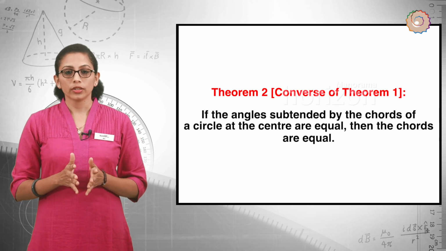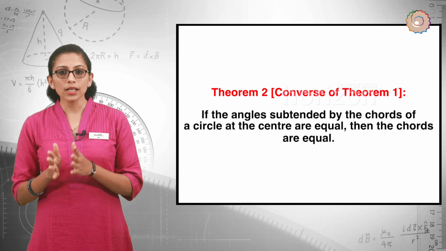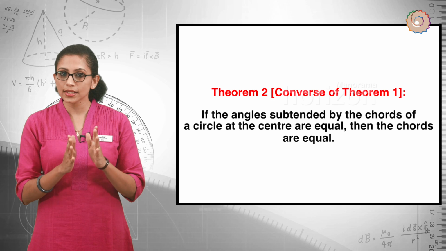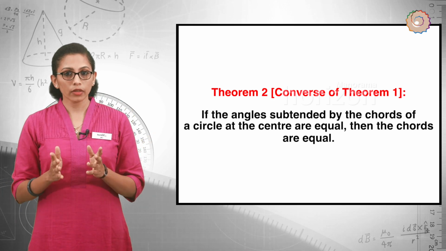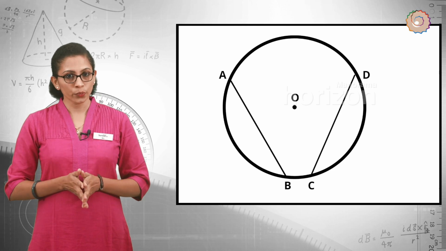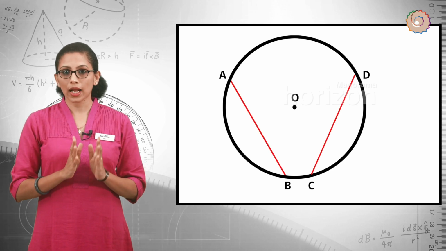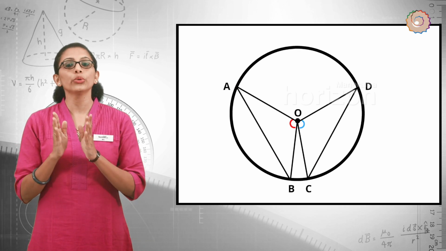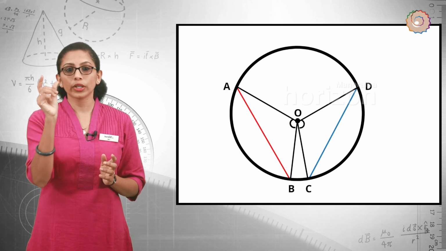Now let's discuss the converse of the theorem. Theorem number 2, converse of theorem 1. The statement is, if the angles subtended by the chords of a circle at the center are equal, then the chords are equal. Given a circle with center O, AB and CD are chords that subtend equal angles at the center. That is angle AOB is equal to angle DOC. We need to prove AB is equal to CD.